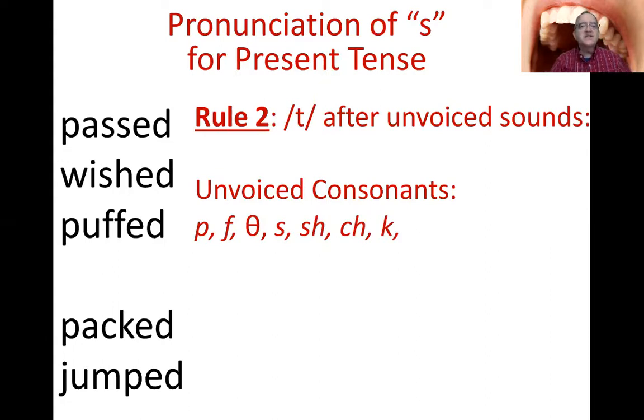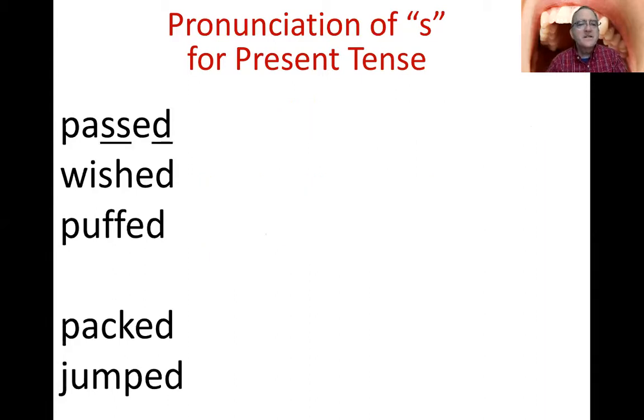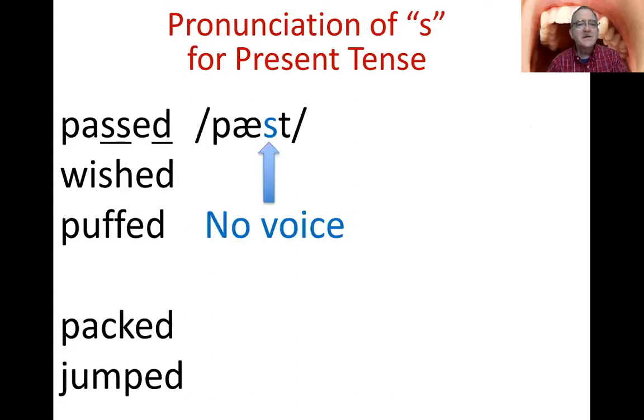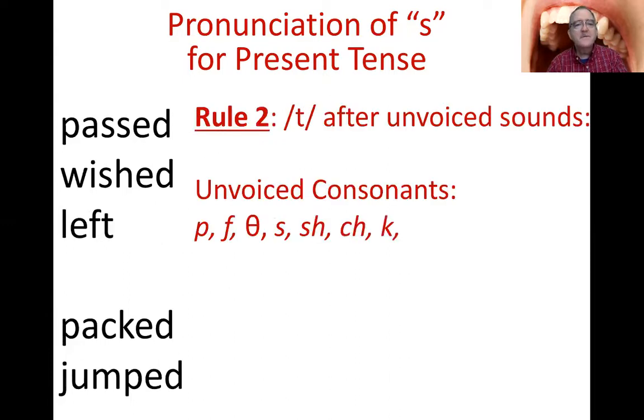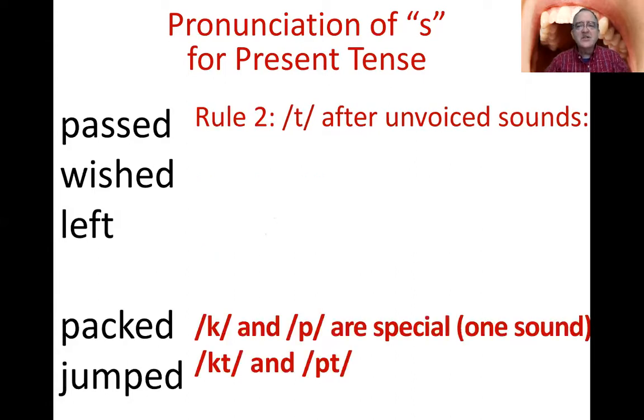Rule 2, the ED is pronounced T after an unvoiced sound. After unvoiced sounds, the pronunciation of ED is T. For example, S has no voice, so it's passed, passed. Wished, the sh has no voice, so the ED has no voice. Wished, puffed, puffed. Okay, that's rule 2. Now, this is special, and for Peter Piper, we're going to use this, and you need to learn this.